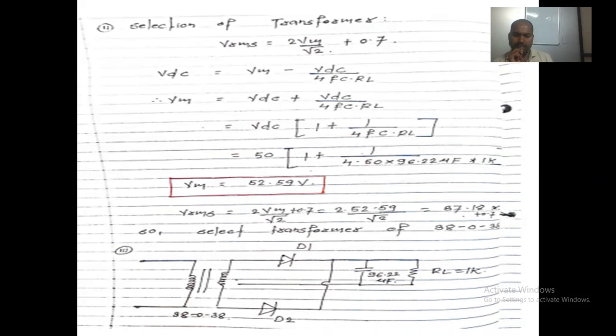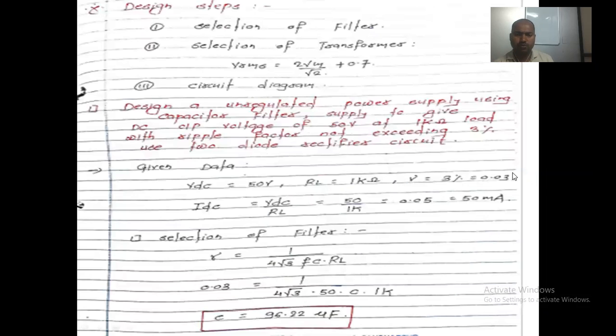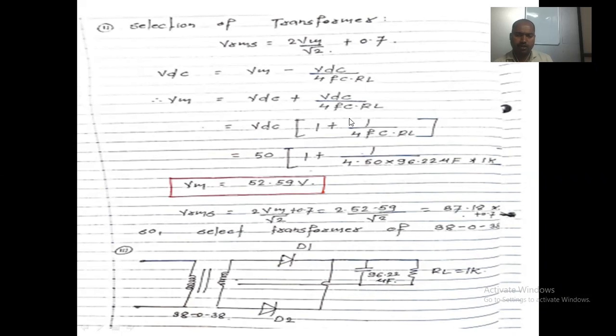For that purpose, you have to select the transformer. See, select the transformer with 75-0-75. Is that correct? Because they have already told you to select two diodes. Two diodes indicate a center tap type of configuration. Okay, center tap type of configuration. So it is nothing but 75-0-75. Is this understood?